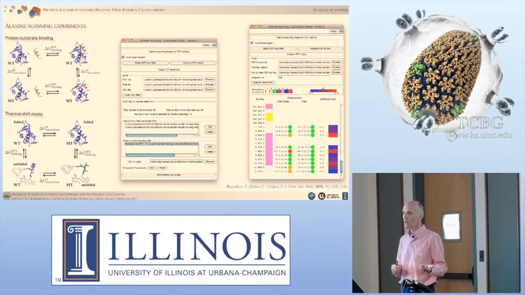You can also use that in the context of protein-ligand or protein-protein binding by changing key residues in the interface between the protein and the ligand. So just one at a time, you can see whether you destabilize the complex or maybe increase the stability of the complex.